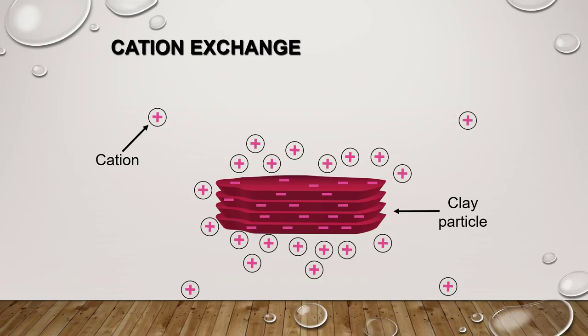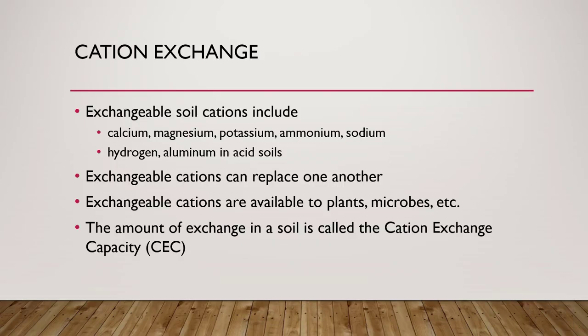Here's a picture of a clay particle with all of these cations floating around, and they should attach themselves to the clay particle. Exchangeable cations include calcium, magnesium, potassium, ammonium, and sodium, and in acidic soil, hydrogen and aluminum are included here. Exchangeable cations can replace one another. Exchangeable cations are available to plants, microbes, etc. And the amount of exchange in a soil is called cation exchange capacity.